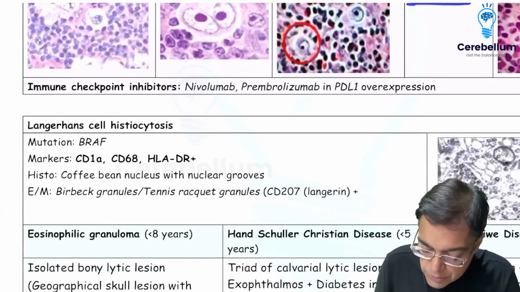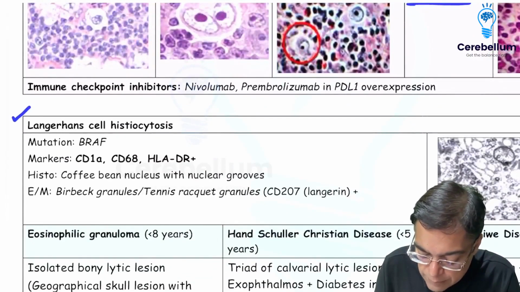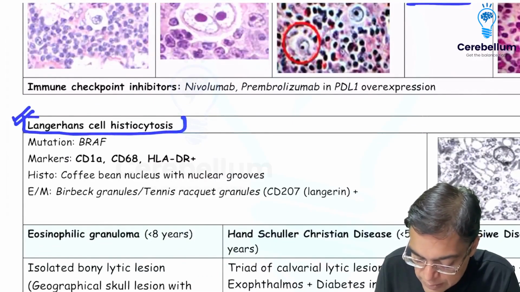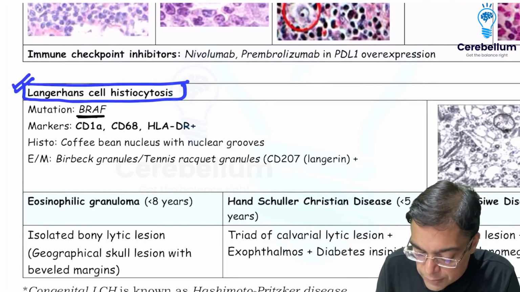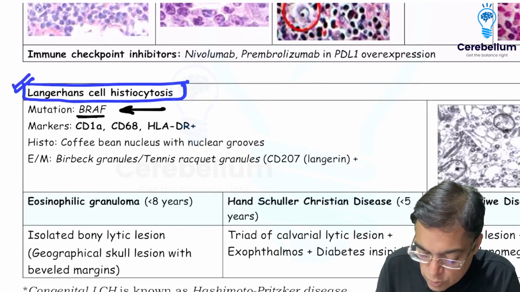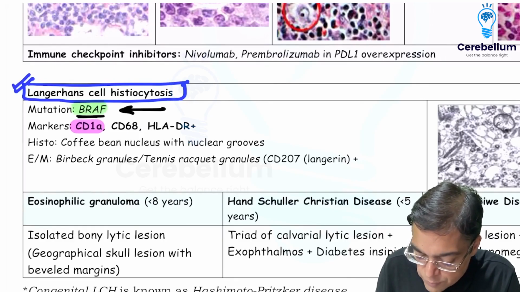Just for the sake of completion, making a reference to one of the important conditions asked in the exam, that's a condition that is given the name of Langerhans cell histiocytosis. Just like the condition of hairy cell leukemia, this is also an example of a condition in which we have the presence of a BRAF gene mutation. The tumor cells over here are characterized by expression of CD1a, CD68 and HLA-DR.